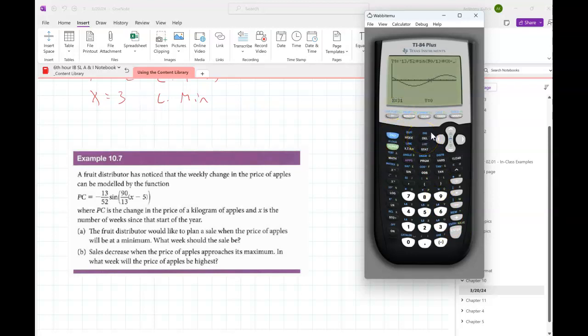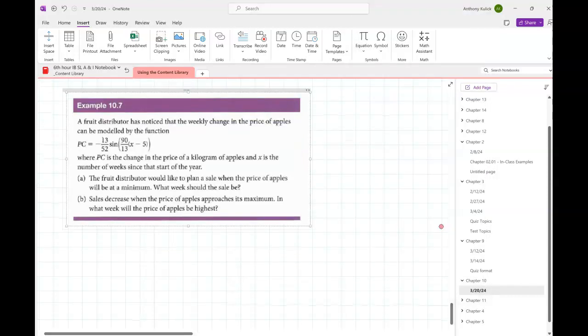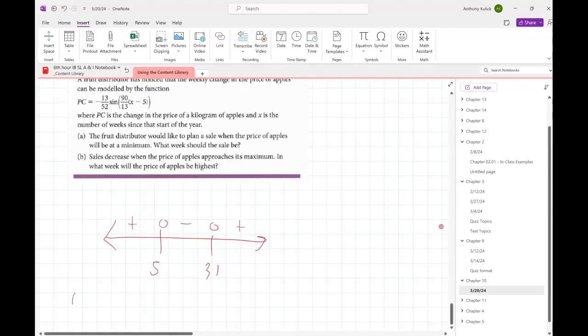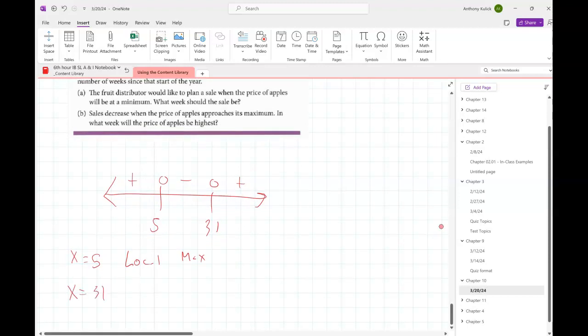And then it asks for the maximum, the next question. So let's find that other one. Long time to wait. That'll do. Five. So we had five and then 31. Those are our zeros. And it went positive, negative, positive. So I guess X equals five is our local max. And X equals 31 is our local min. And that's our answers for A and B.